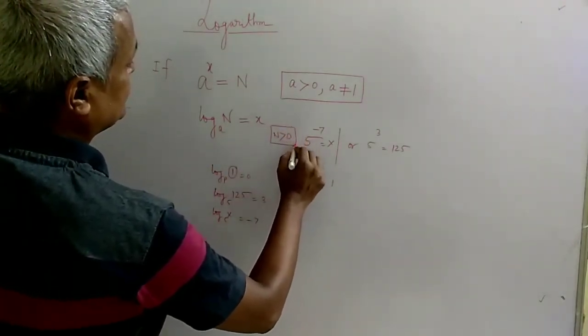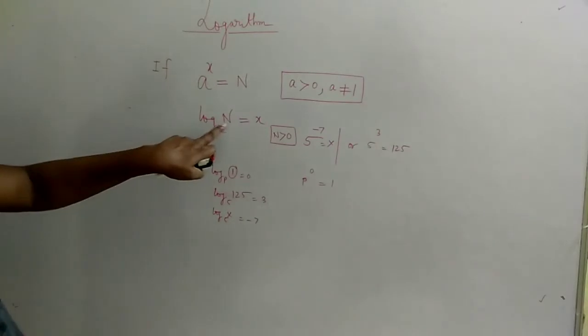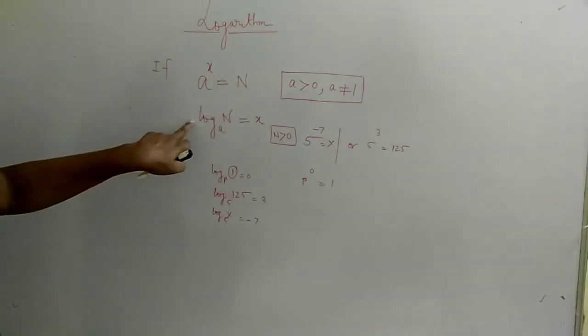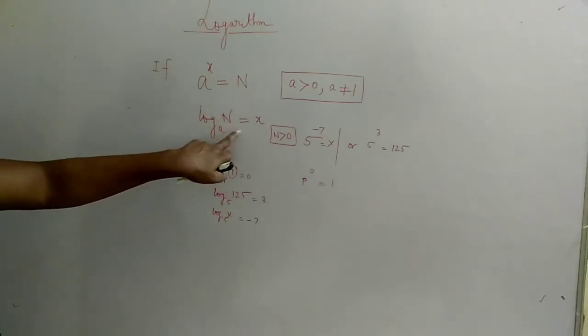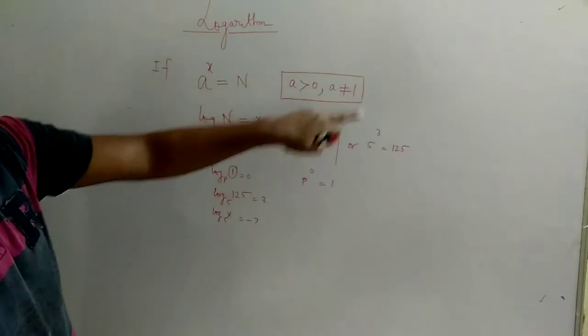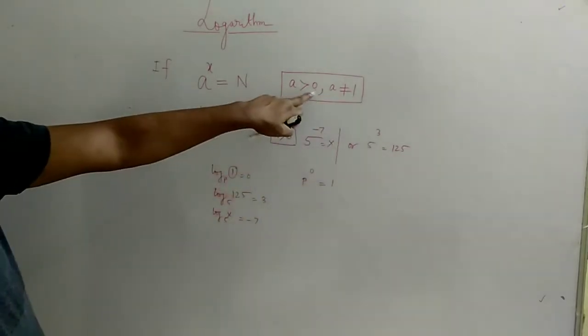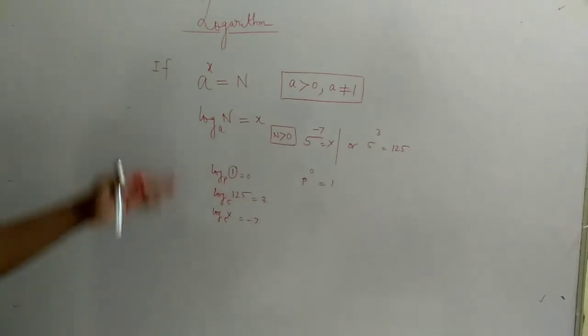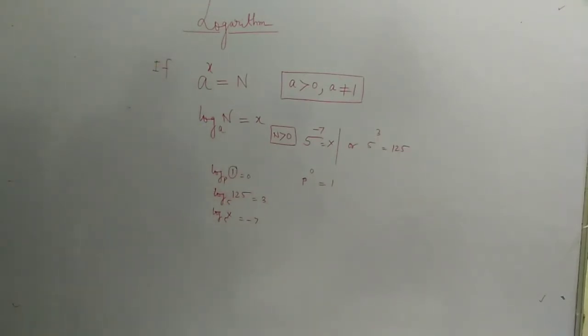So we have two restrictions. Log n to the base a: if a to the power x is n, then log n to the base a is x, where a is greater than 0 and a is not equal to 1. So a is a positive number other than 1, and n is a positive number, and this gives you the idea of the logarithm.